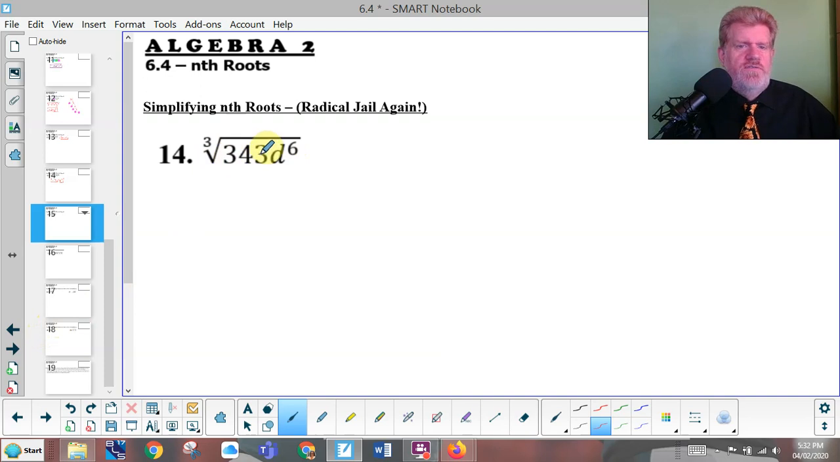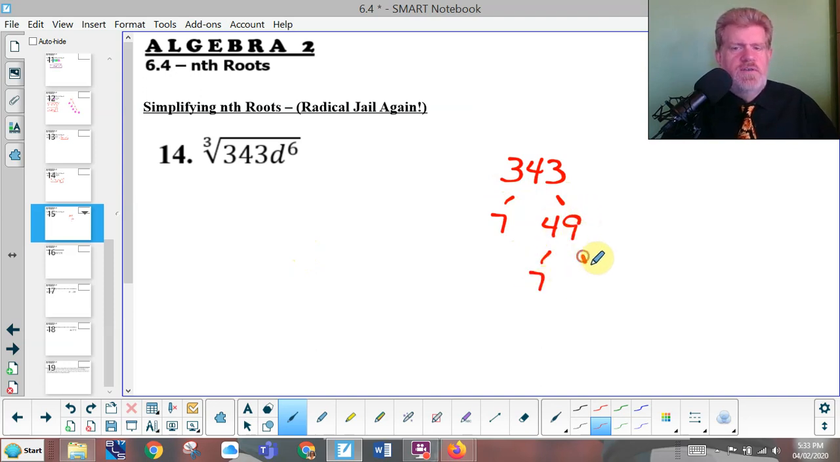343 d to the 6th. 343. Interesting. My first thought is how do we break this up? 343. Can't divide it by 2. Can't divide it by 3 because 3 plus 4 is 7. 7 plus 3 is 10. So if you can't do 3, you can't do 6 or 9 or anything like that. Can't do 5. My two thoughts are 7 and 11 might be a good one here. Yeah, if I take it divided by 7, I get 49. Oh, good. And what's 49? It's 7 times 7.